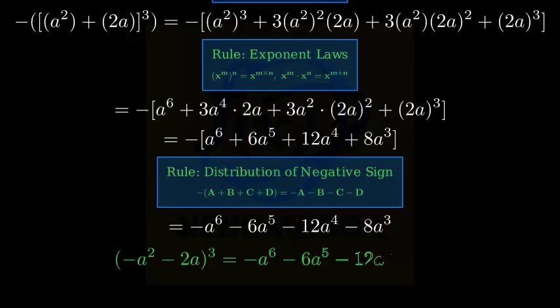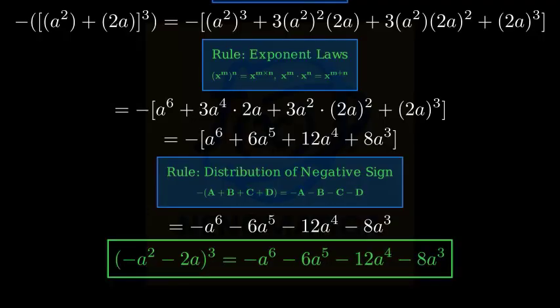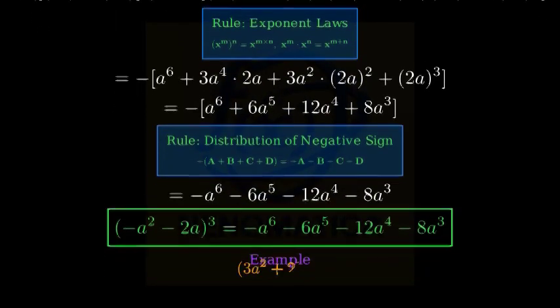So our final answer is negative a to the power of 6 minus 6a to the power of 5 minus 12a to the power of 4 minus 8a cubed. Now, let's solve our second example.